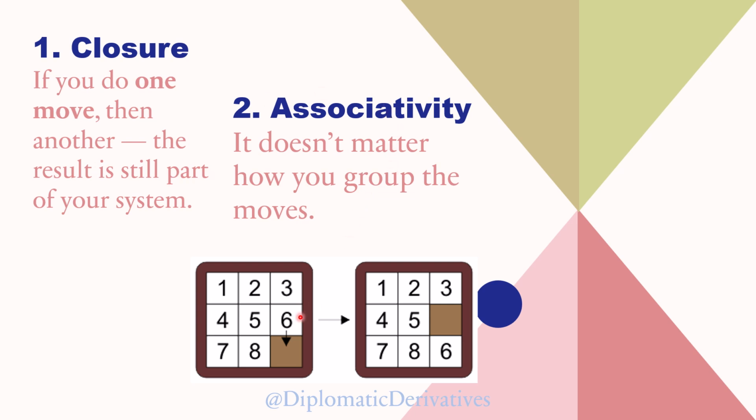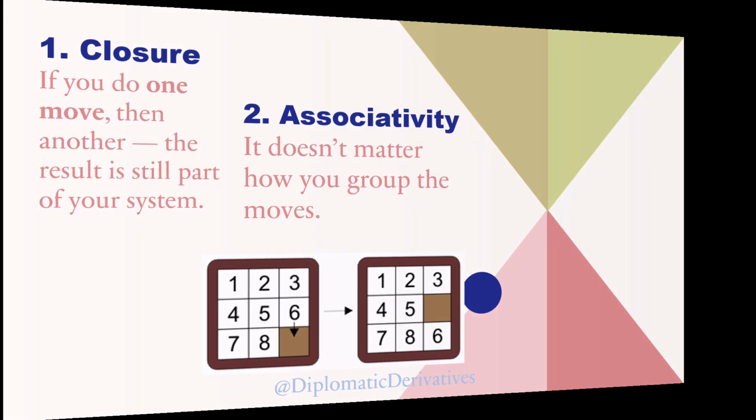So you either do 6 down, 5 right, and 4 right, or you can go back and find another means of doing a similar kind of move. You reverse the moves. No matter what the grouping is, the result is going to be the same. That's associativity, like how we normally do with addition: a plus b plus c is equal to a plus b plus c. So associativity is also fulfilled.